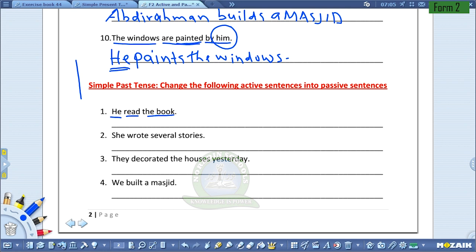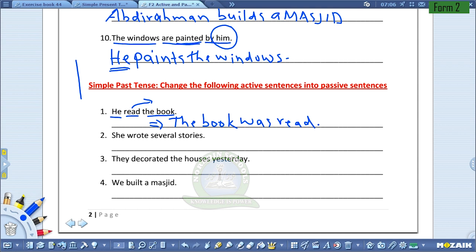I said to you in the beginning, you have to keep in mind two things: if the verb is regular or irregular. Now, this is irregular. We can keep it like this when we are writing, but when we are pronouncing, we pronounce it as red, like the color red. He read the book. We can change it like this, the book was read. This is an irregular verb, so keep it in mind please.